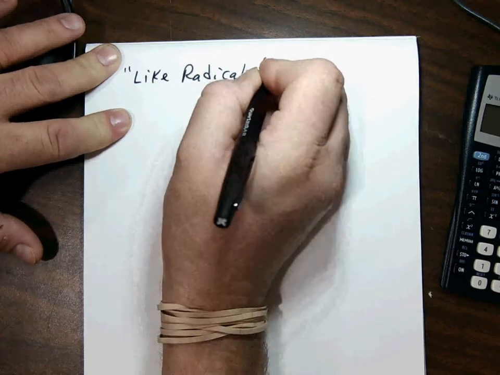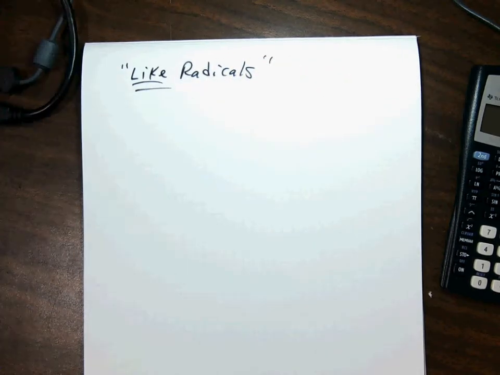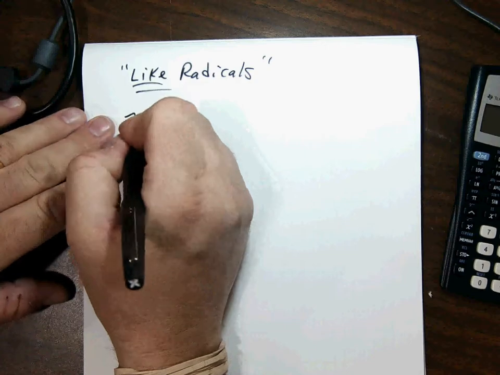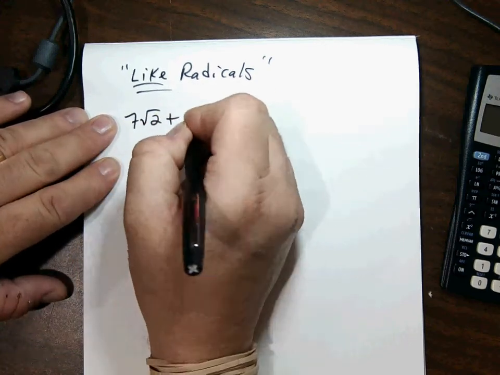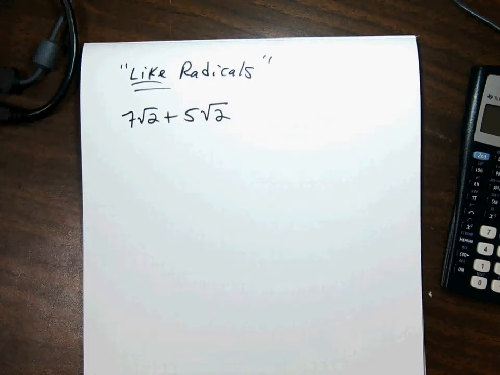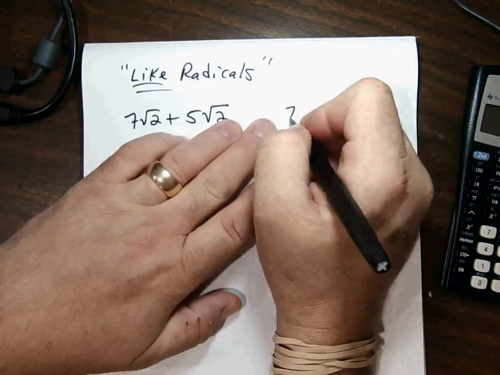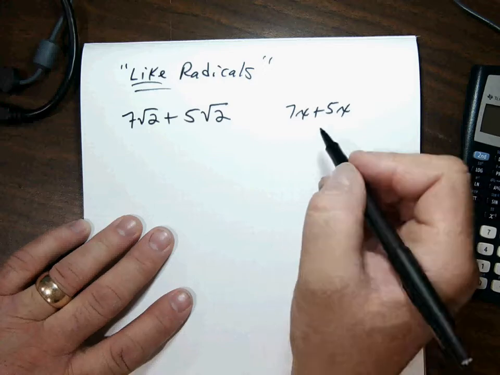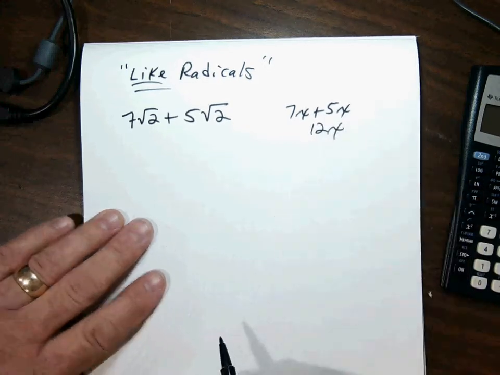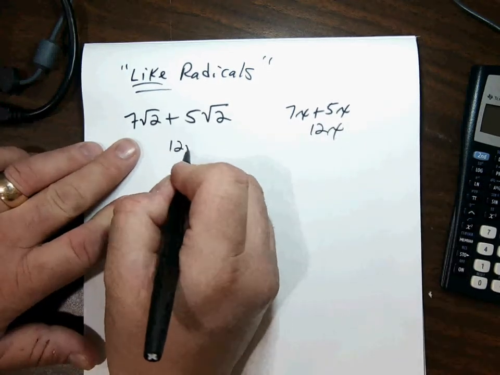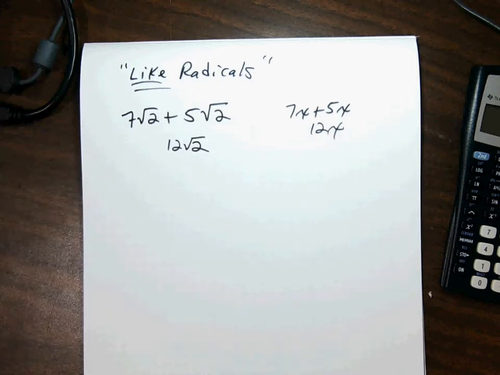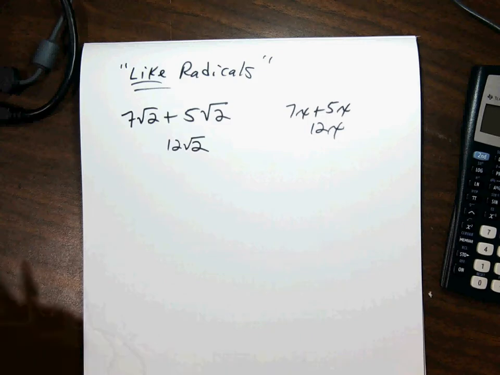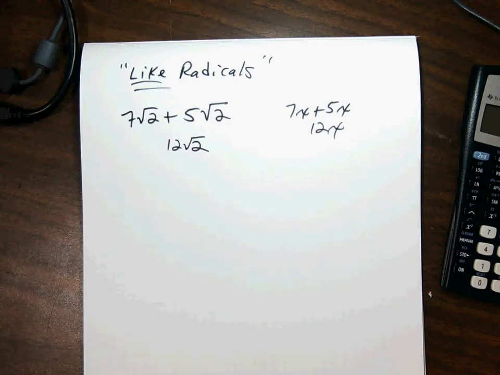Well, now we're looking for like radicals, okay? A like radical: 7 radical 2 plus 5 radical 2. Just like if I said 7x plus 5x, you would know exactly what to do. You'd put them together and call it a 12x. Well, that's what we're going to do here. We're going to put them together and call them a 12 radical 2. Like radicals must match, and then I simply add and subtract the coefficients.